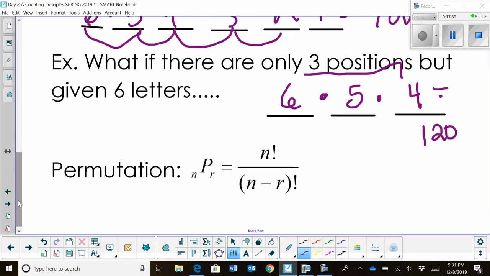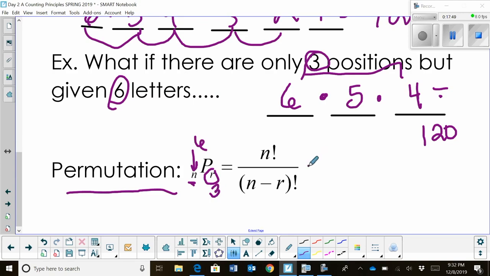Well, we can use the permutation equation to figure that out, where n is the total number of possible choices. In this case, it would be 6. R represents how many we're choosing, how many positions we have. In this case, this one's 3. And then we plug this into a factorial equation where we have n factorial, where n is 6.